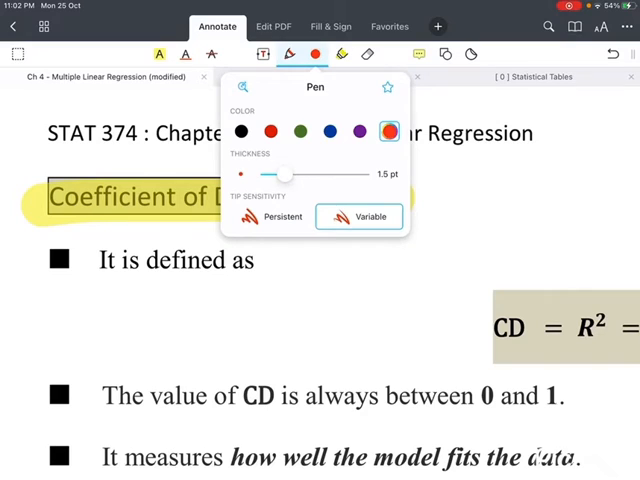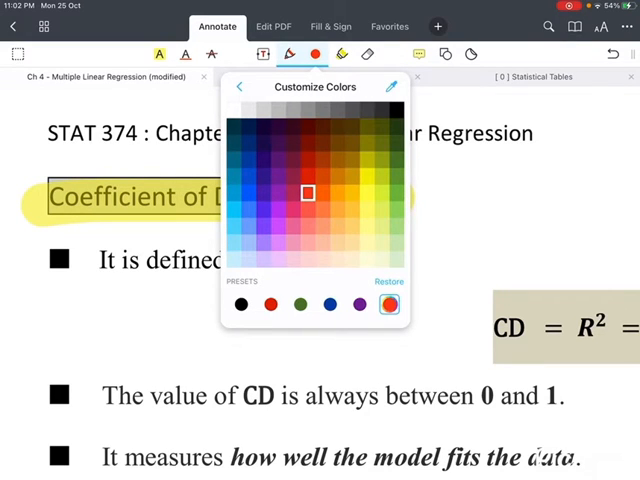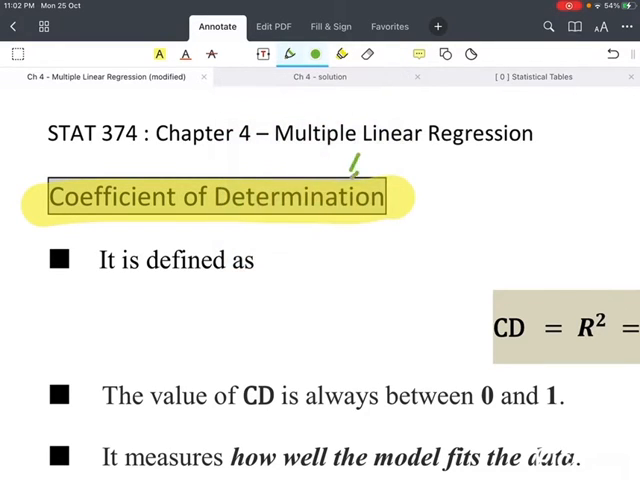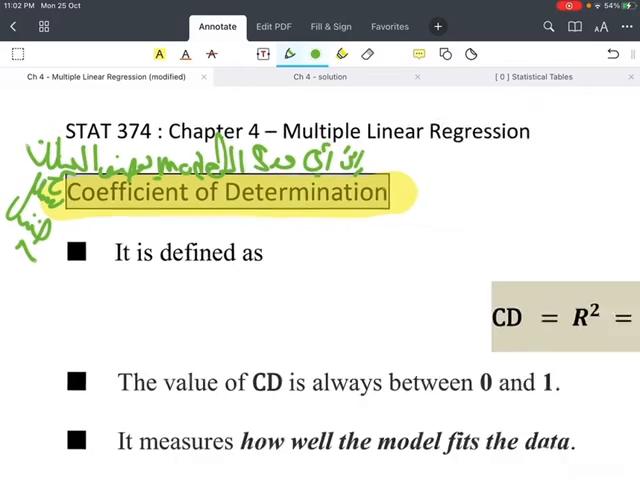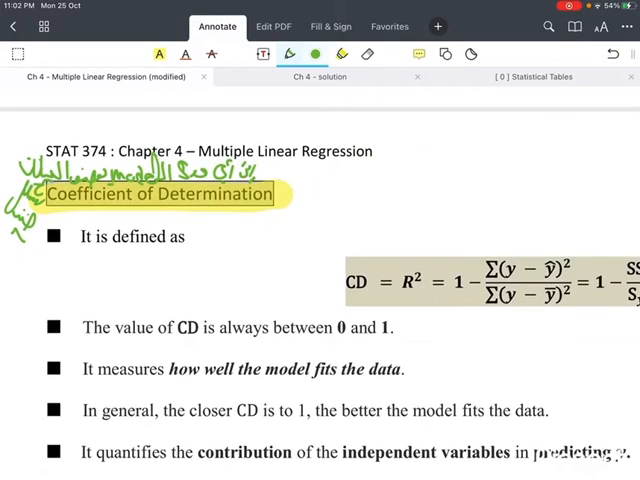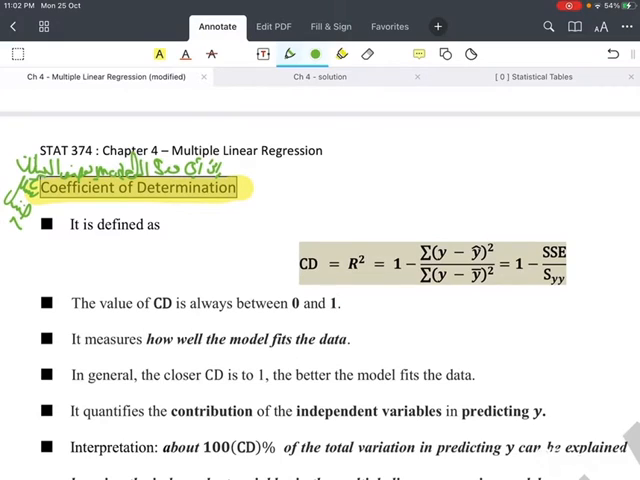إلى أي مدى الموديل يوصف البيانات بشكل جيد. Okay, so this coefficient determines whether this model fits the data well or not.